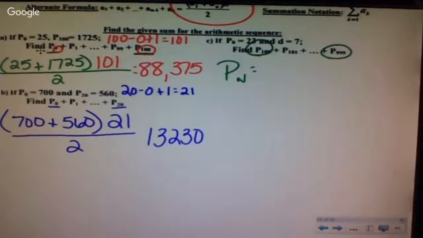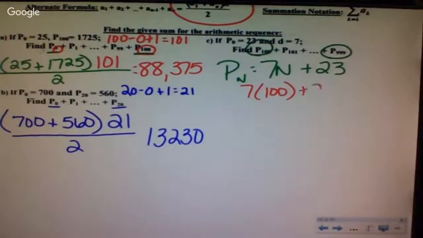Ah. Okay, so my slope is 7. My D value, that's your common difference. And you put n plus 23. Remember, your P sub 0 is your starting point. So now that I have this equation, I can find my values that would fall here. So you would put 7 times 100 plus 23.